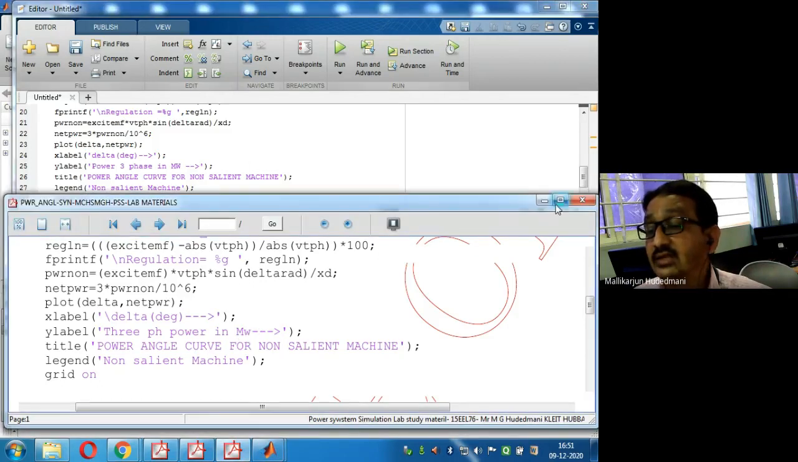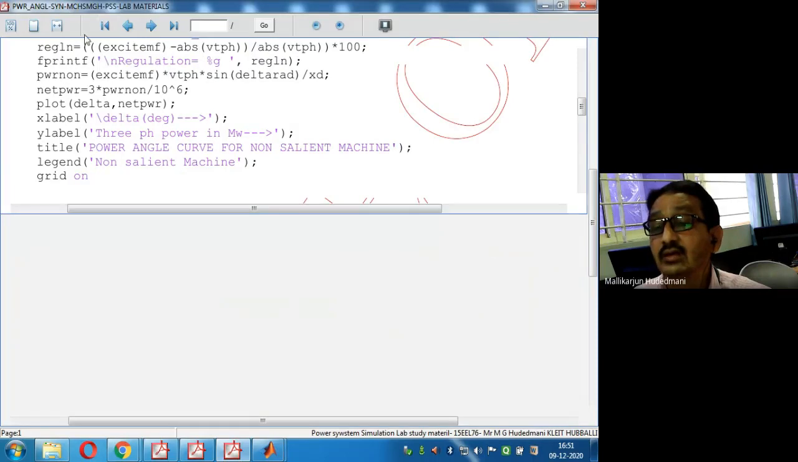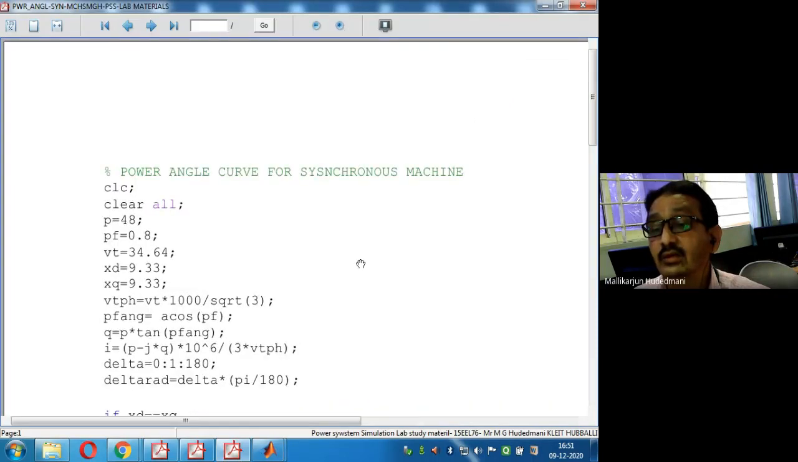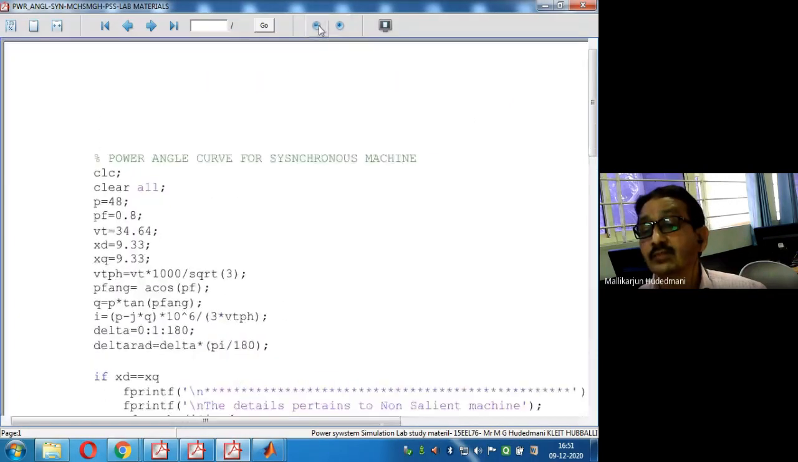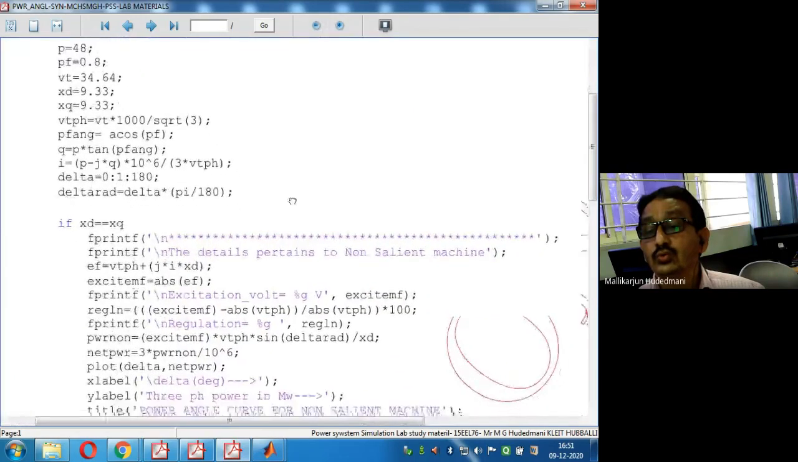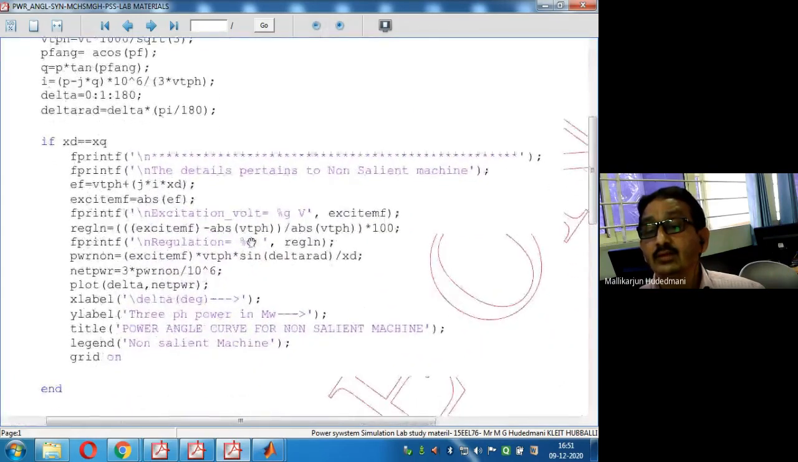I made the screen maximize. What I have done, I'll just convey you. Okay. This first part of the program I could just do. xd equal to xq only I typed, to see to it that I will have a curve power with delta. If there is no error, I will check.